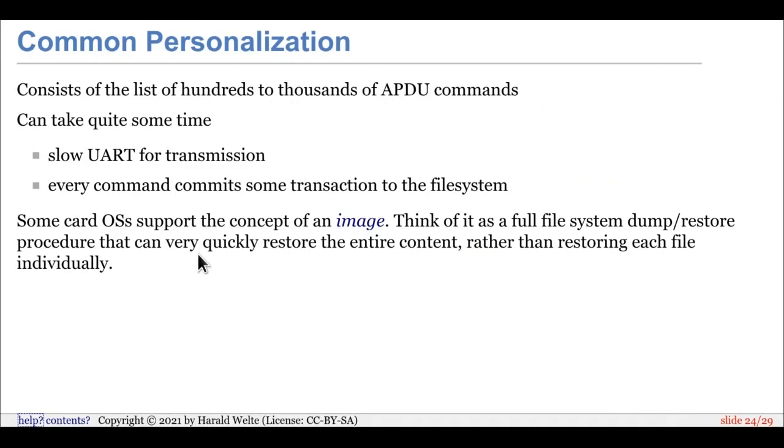So some card operating systems support the concept of an image. You can basically take an image of one card once you've created your golden master, and that image then is sort of a compressed binary single blob that contains the entire file system and everything, and that you can install much quicker since it requires much less communication on the UART, and it's only one transaction to the flash memory on the card. But that's a non-standard mechanism that just some operating systems support to accelerate this process.